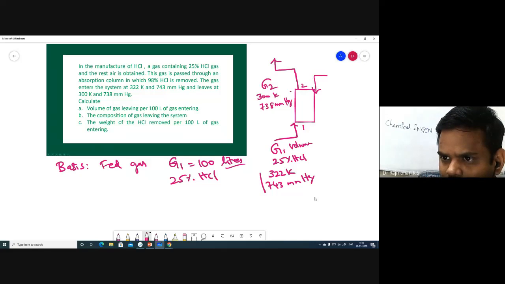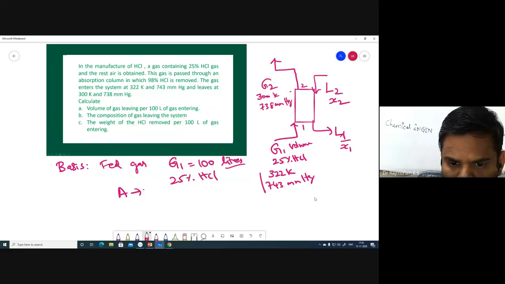We have liquid entering, which is L2, and liquid leaving, L1. So the amount of HCl removed can be calculated. Let it be x1, let it be x2, the mole fraction of HCl in. So our solute A here is HCl, and we can write its composition. All this can be solved, so we can do this problem.